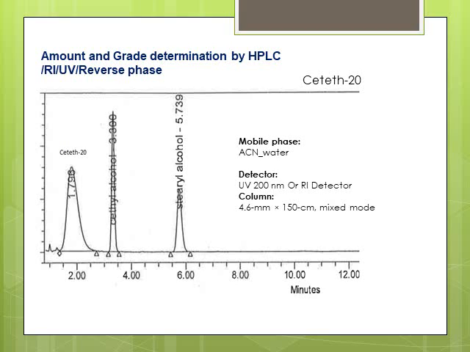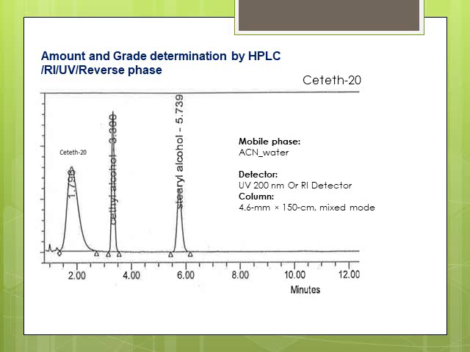And this is the chromatogram of the pharmaceutical dosage form that has Ceteth 20 in it. The Ceteth 20 peak comes very early at 2 minutes. And this particular formulation had cetyl alcohol and stearyl alcohol that show at the peaks around 3.5 and 5.7.